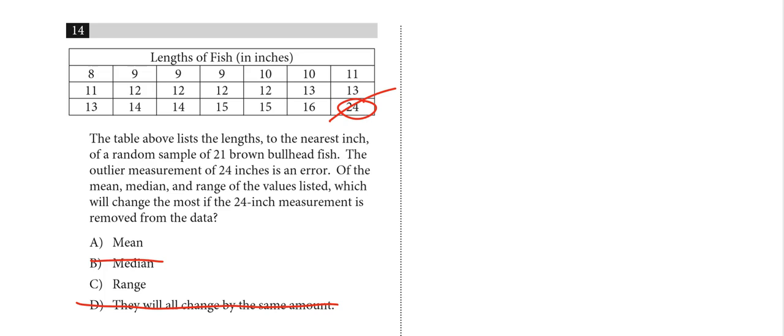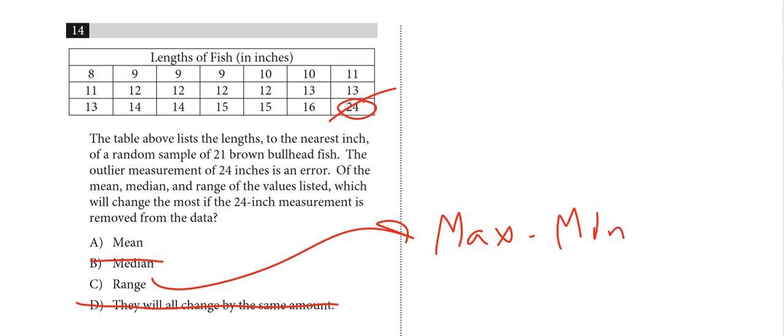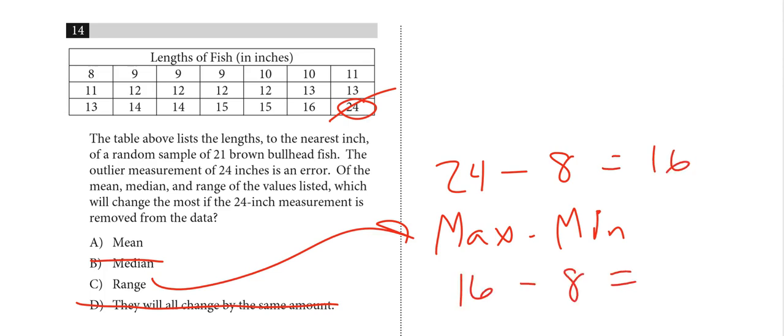Now, let me see. How do you find range? Isn't that the maximum minus the minimum? Well, you're dropping your maximum 8 units. We had a maximum minus a minimum of 16. And now we're dropping it to 16 minus 8. We just cut the range in half.